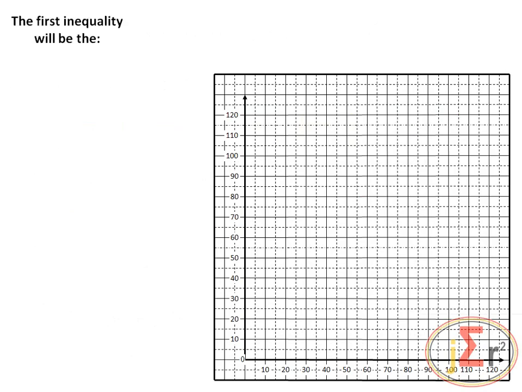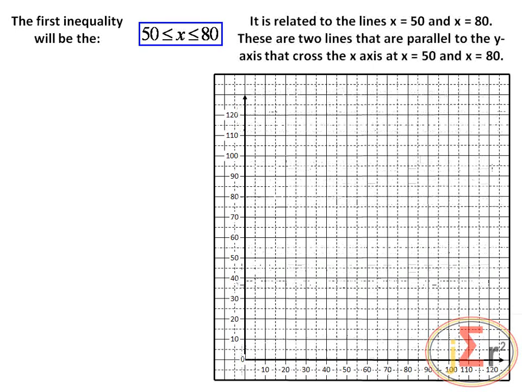The first inequality will be 50 is less than or equal to x is less than or equal to 80, and that is related to 2 lines. It is related to the lines x is equal to 50 and x is equal to 80, and those are 2 lines that are parallel to the y-axis that cross the x-axis at x is equal to 50 and x is equal to 80. There we have them.